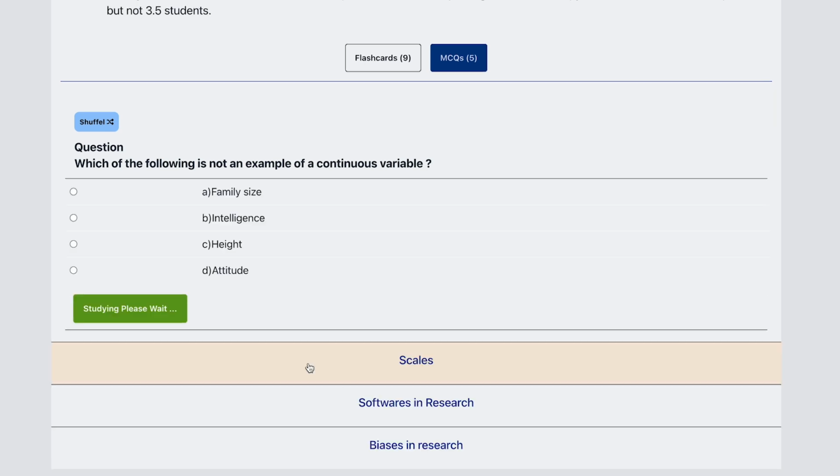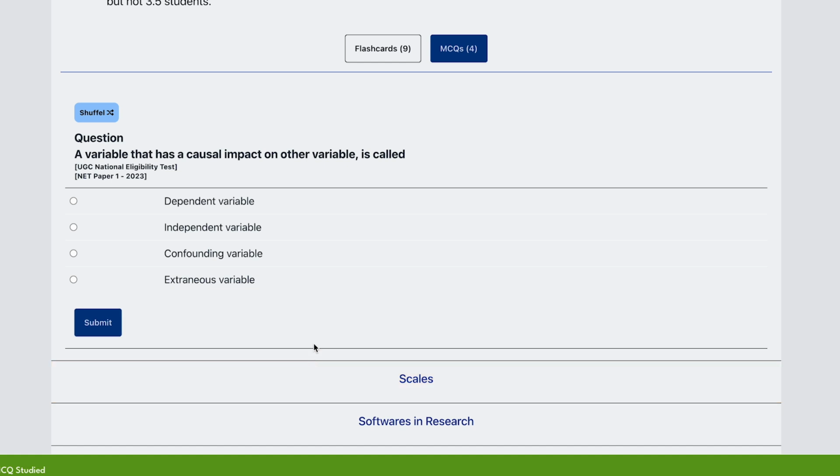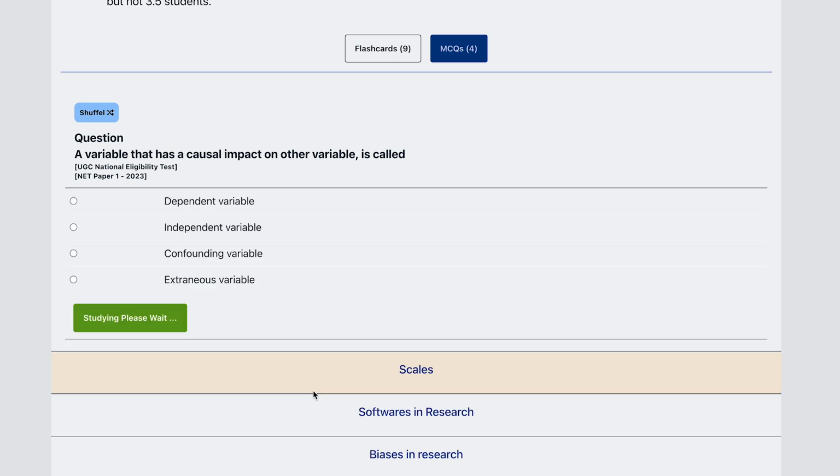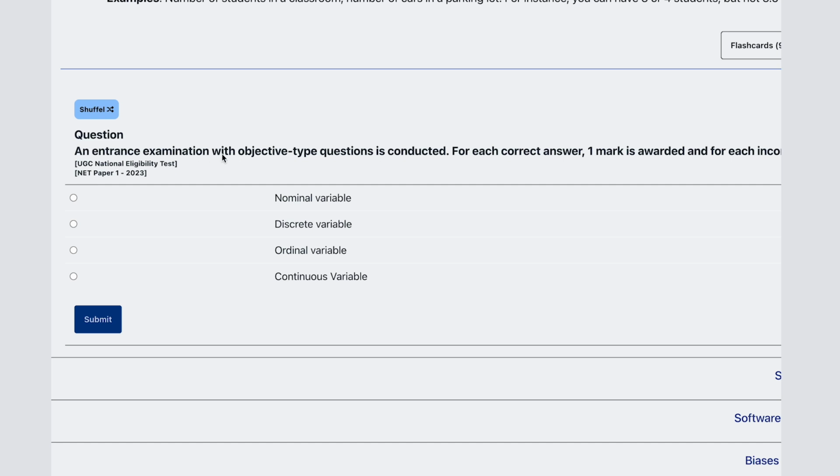So 1, perfect. A variable that has a causal impact on another variable is called, and we just did this in the video and you should know the answer to this, independent variable. Dependent is the one that's impacted. Confounding and extraneous are both extra variables that come up in the research study. So independent variable.